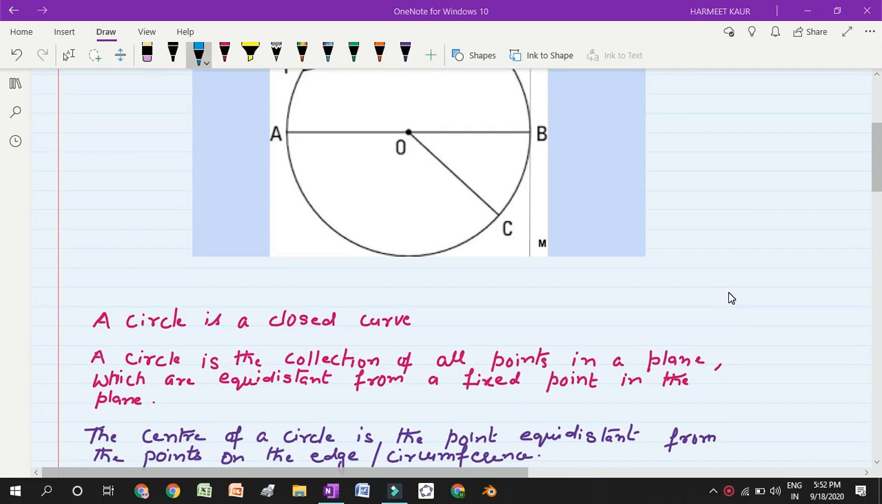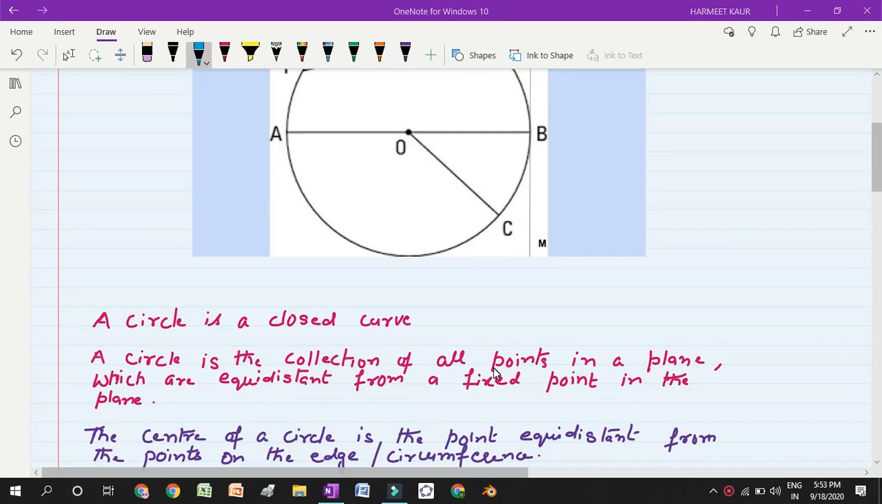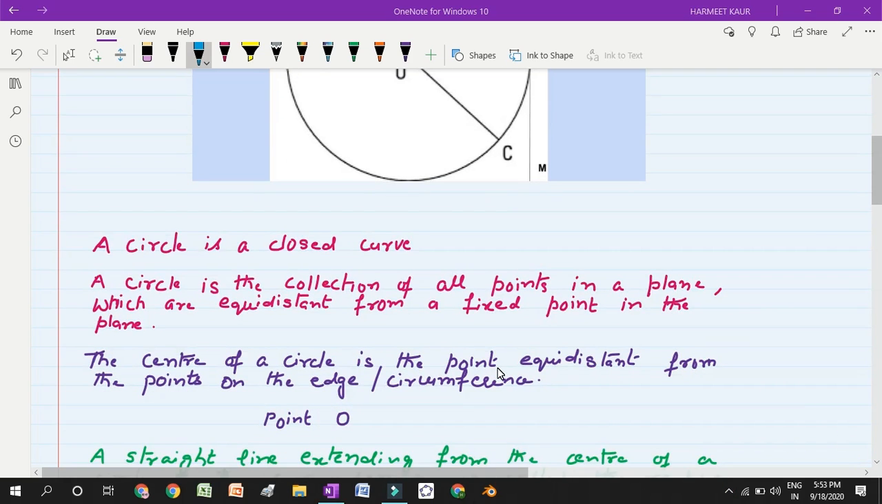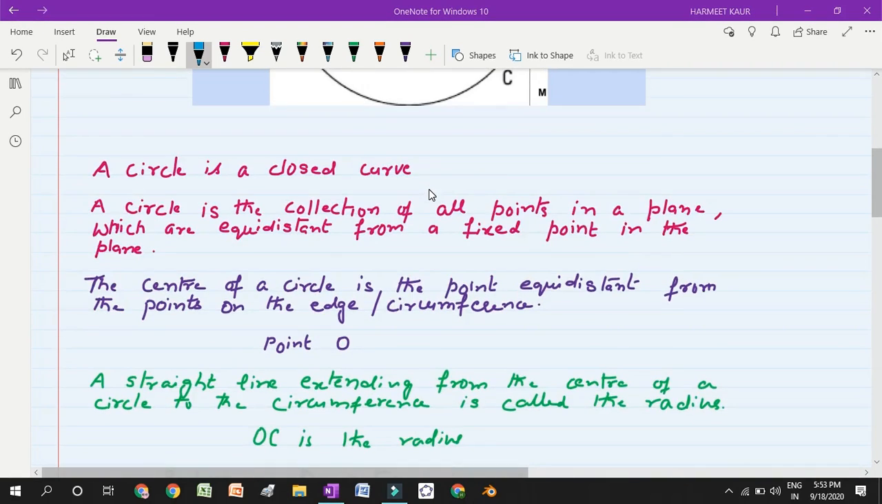You can see in the figure we are having different points A, P, Q, B, C and they all are equidistant from O. So this O is the center, and when we make a closed curve which is equidistant to O, then it becomes a circle. The center of a circle is the point equidistant from the points on the edge or the circumference. What is the edge of the circle? It is the circumference only. So you can see here point O is the center.